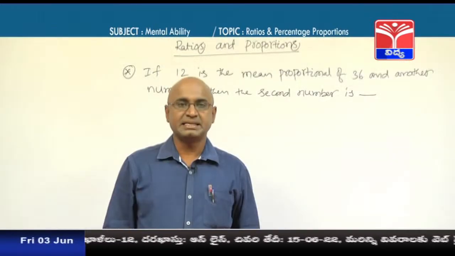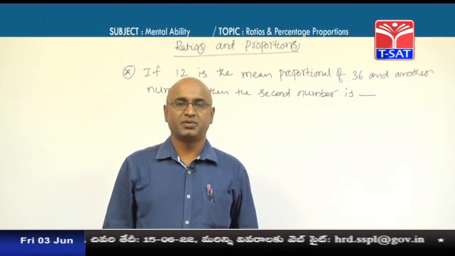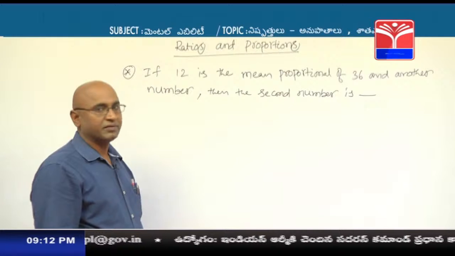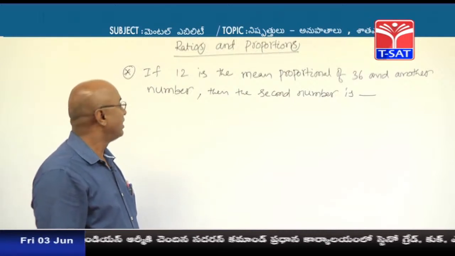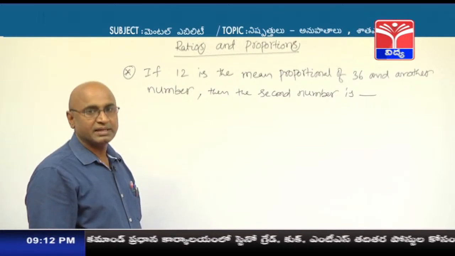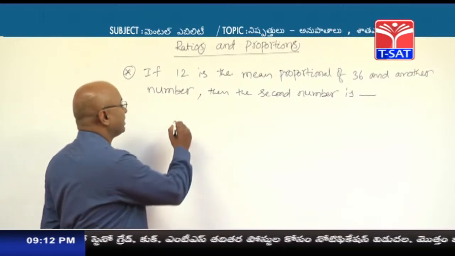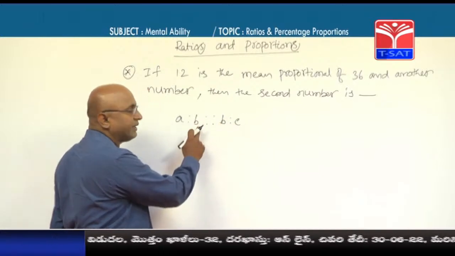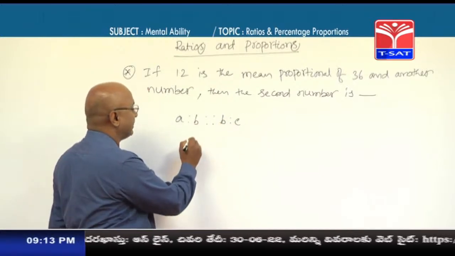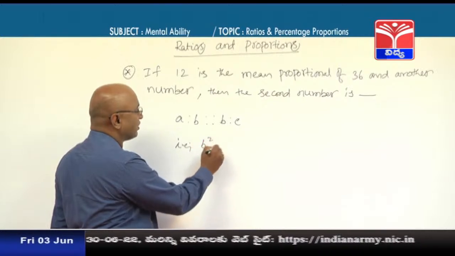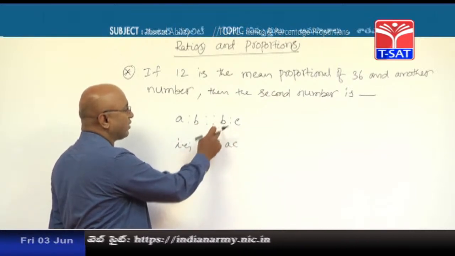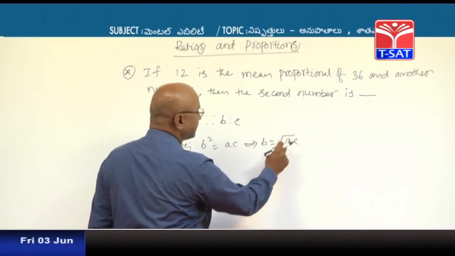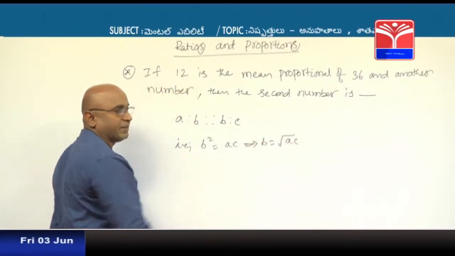The next problem is also based on the mean proportional. The problem is like this: if 12 is the mean proportional of 36 and another number, then what is the second number? We know that if A is to B as B is to C, then B is called the mean proportional. That is, the product of means is equal to the product of extremes. B square is equal to AC, which implies B equals root AC. This is the mean proportional B.